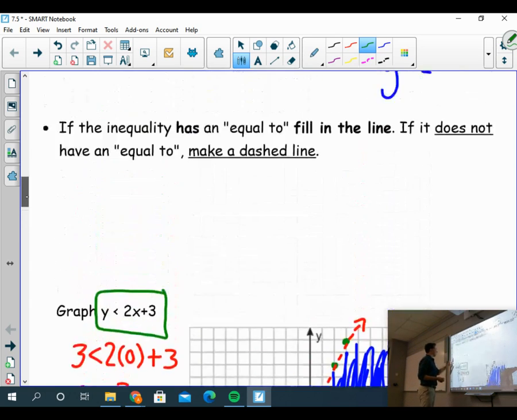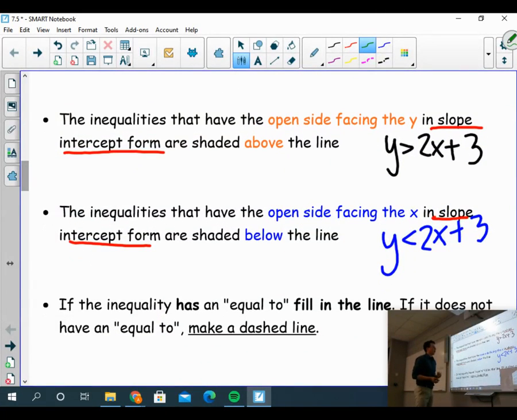So again, if you haven't written these down yet, I would pause the video and go ahead and write down these principles. These are going to be the practical processes, the shortcuts, if you will, that you'll use when graphing inequalities on the coordinate plane.